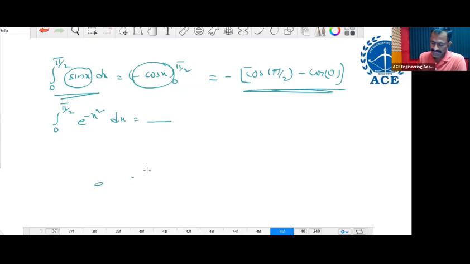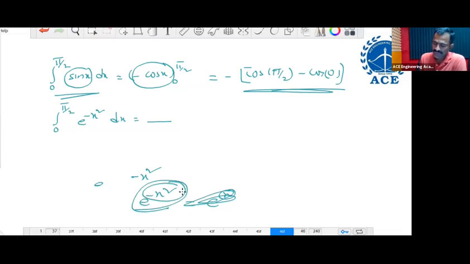First of all, minus x square is continuous. e power minus x square is also continuous because it is a function of a function, a composite function. In e power x, in place of x we have some other function, minus x square. So e power minus x square is continuous for all values of x, and in the interval 0 to pi by 2 the function is continuous only. Now this condition is satisfied.